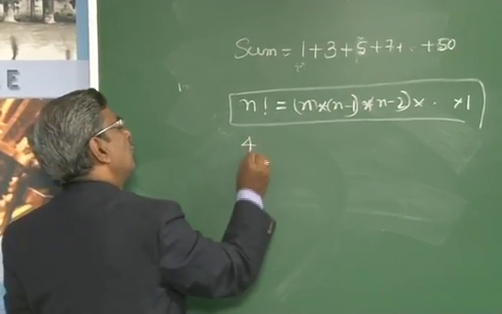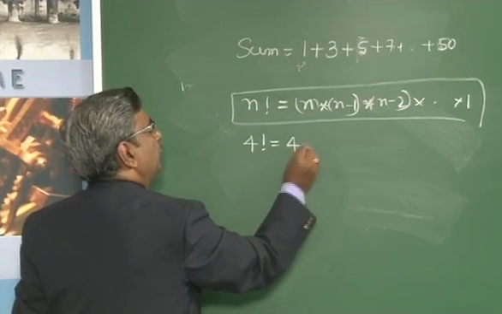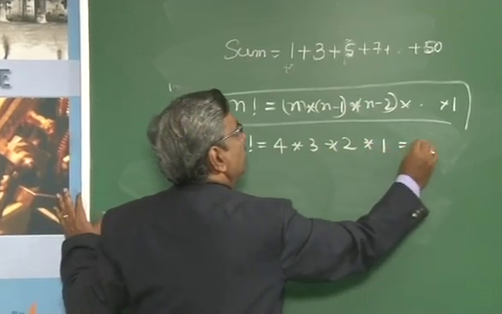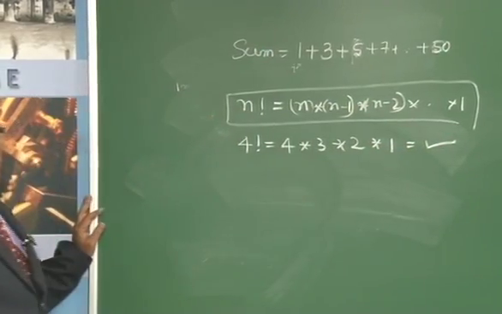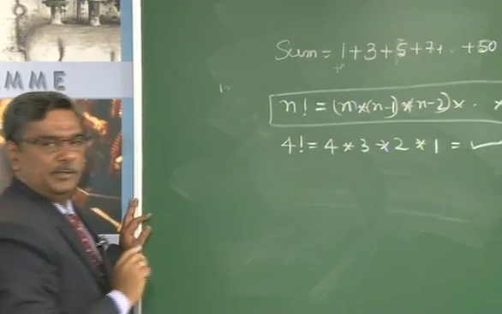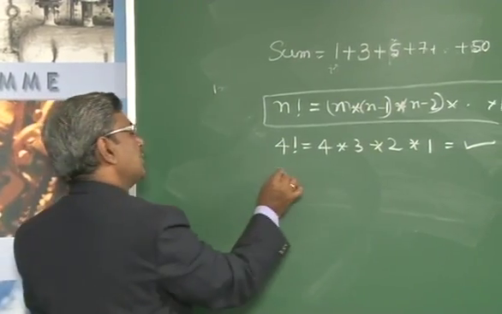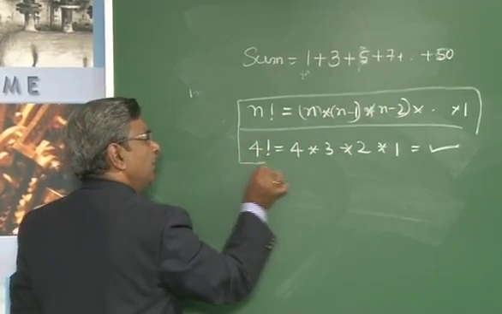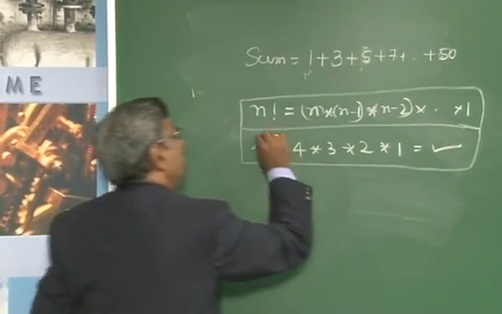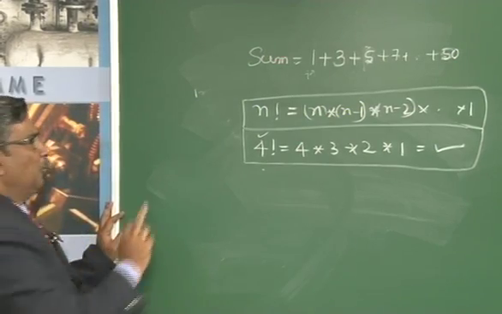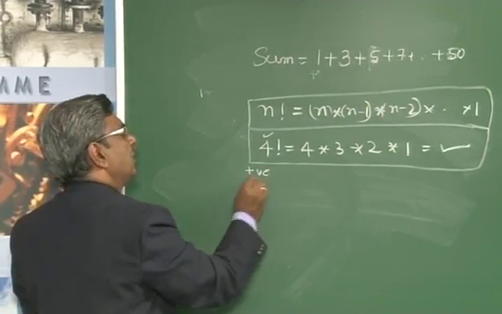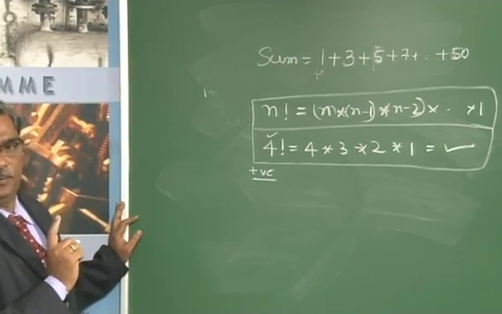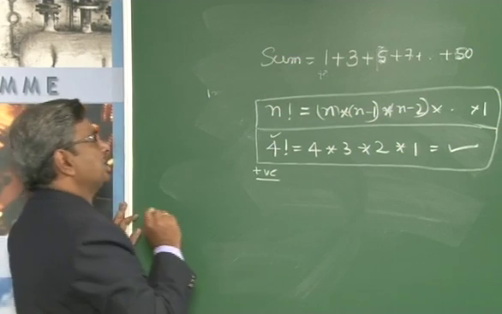Say for example, 4 factorial means 4 into 3 into 2 into 1. Whatever result you get, that will be the factorial of the given number. And one more observation you have to make in order to develop this logic: the factorial is defined only for positive numbers, not for negative numbers. n should always be greater than 0. So how to develop this logic?